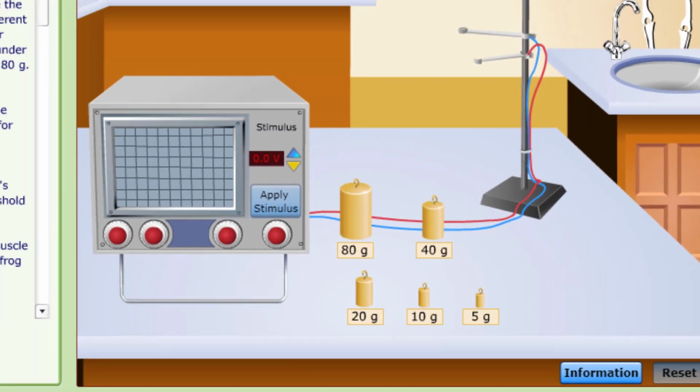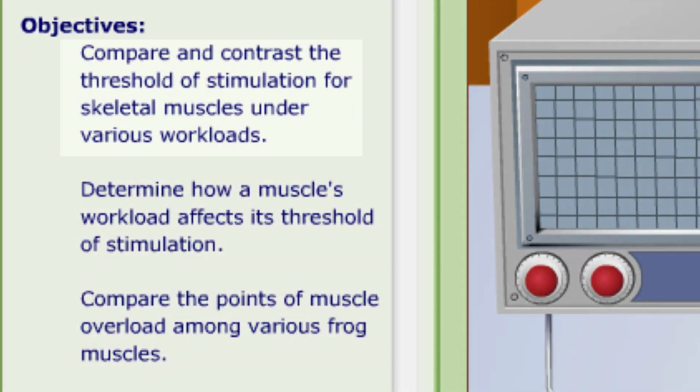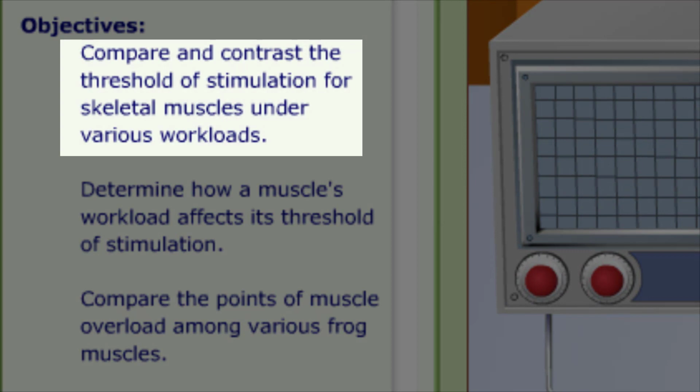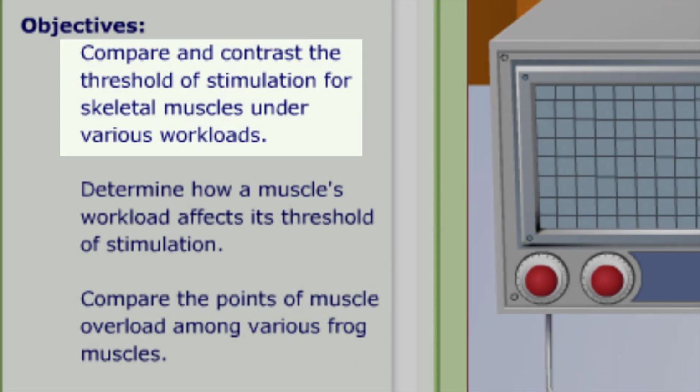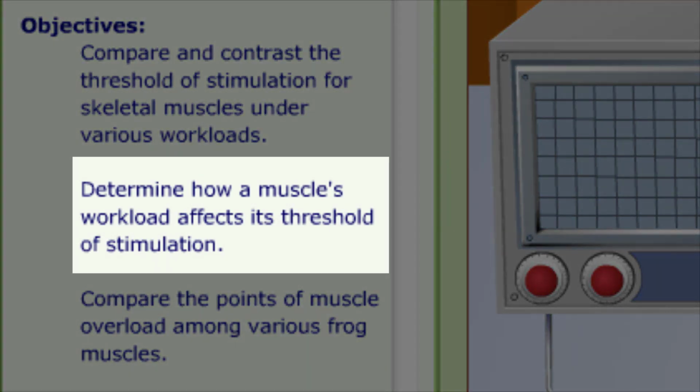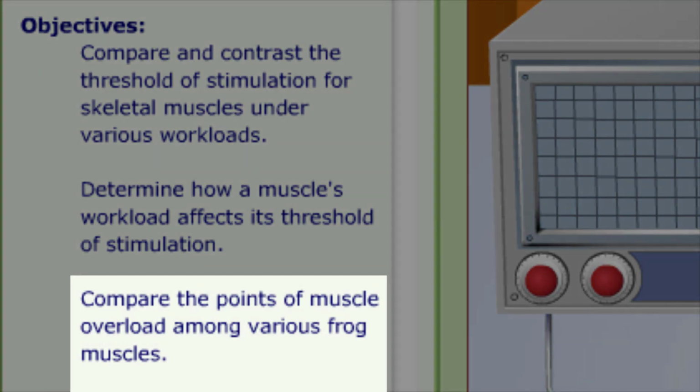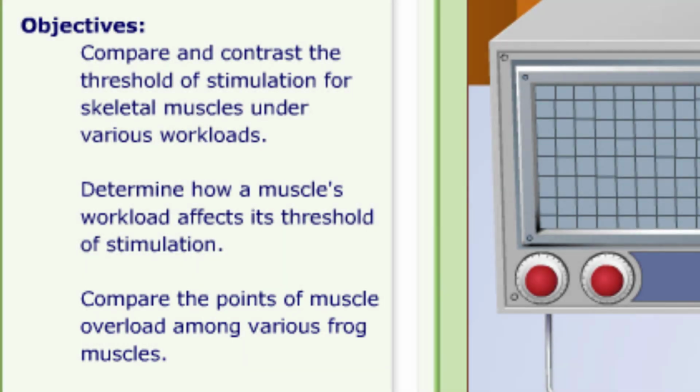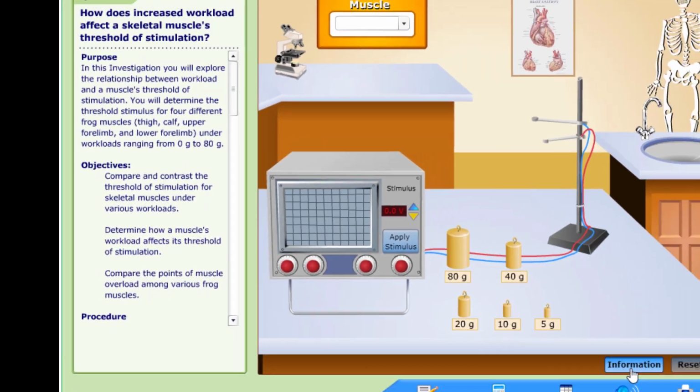The objectives of this laboratory are as follows: to compare and contrast the threshold of stimulation for skeletal muscles under various workloads, to determine how a muscle's workload affects its threshold of stimulation, and to compare the points of muscle overload among various frog muscles. Let's look at some more information before we get started.